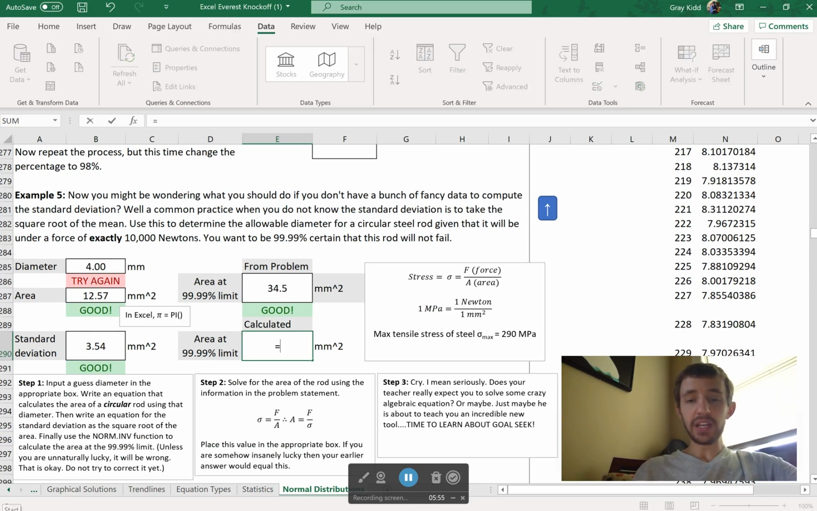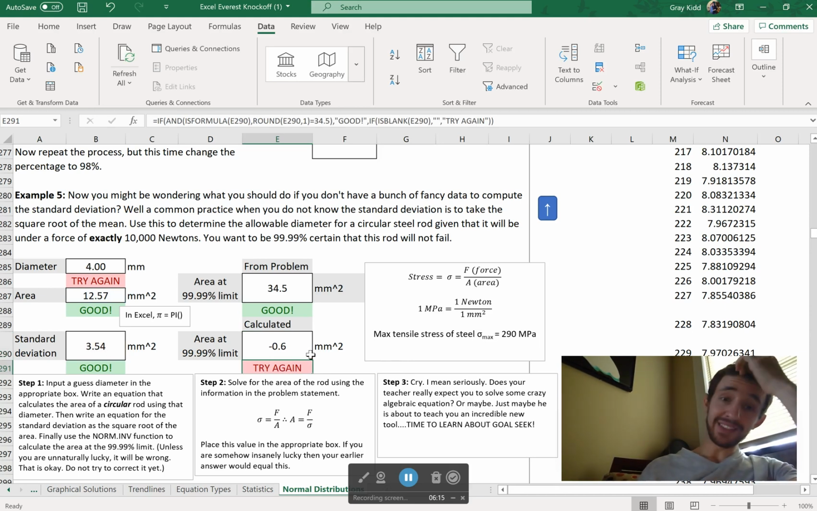So, we're going to use our equals norm.inverse function. Probability would be 0.01% because we want the left side, not the right. And then I'm going to click my average area, which is just what I've calculated so far, and the standard deviation. Okay. And it's negative 0.6.